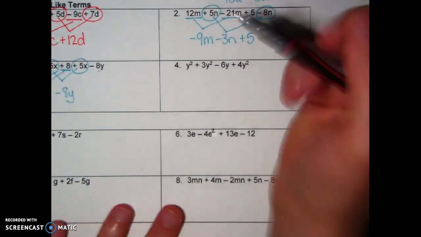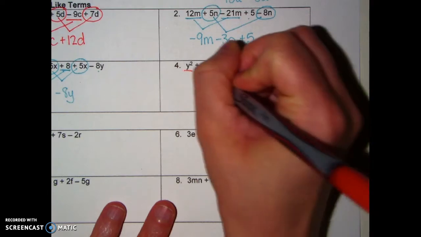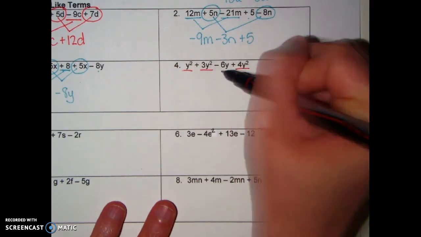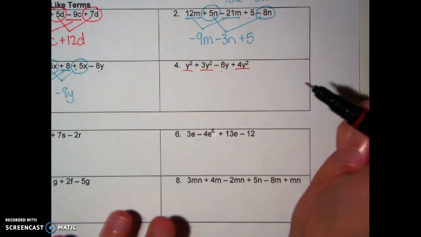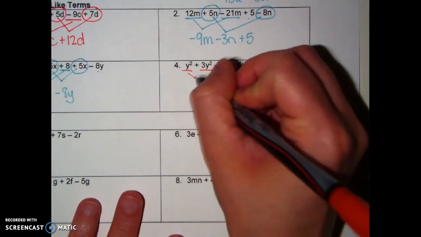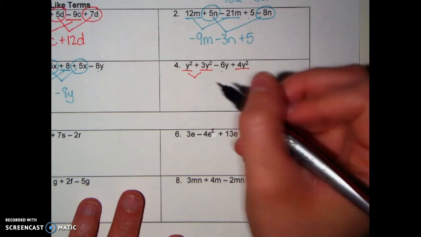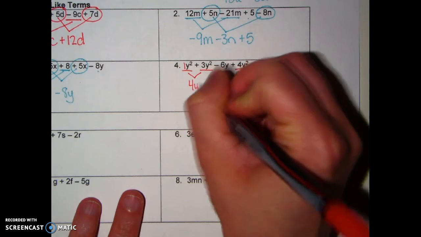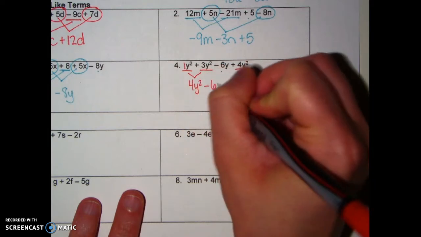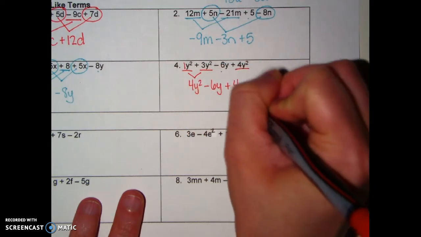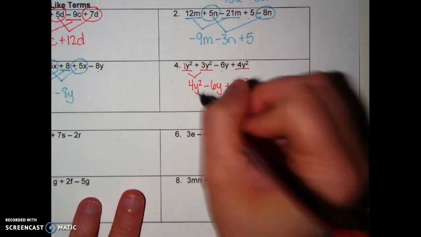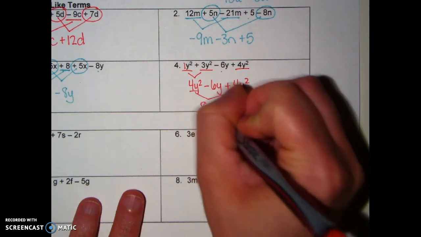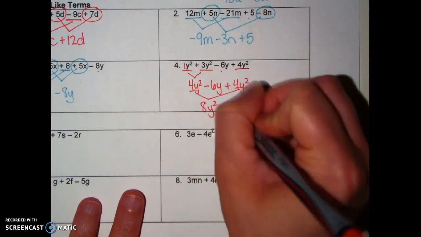Okay, over here I have y squared, y squared, y squared. So I'm going to combine all three of those, and that negative 6y is just going to come down. So y squared plus 3y squared, remember there's like an imaginary 1 right there, so that's 4y squared, minus 6y plus 4y squared. These are still like terms, so I'm going to add them together. 4 plus 4 is 8, so that's 8y squared minus 6y.